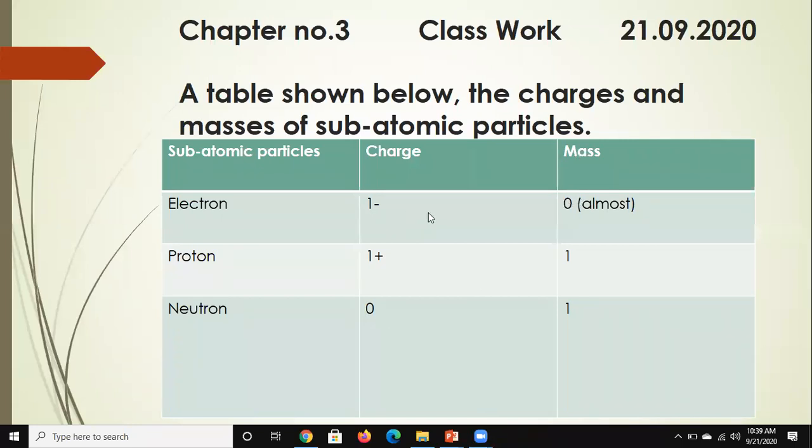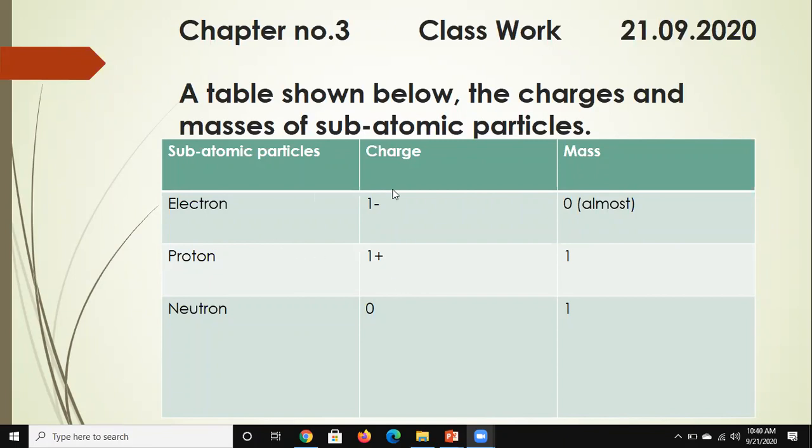Look at it: the proton has one. If the proton has one unit, then the neutron should be one, because proton and neutron have the same size in mass. But electron is zero, almost, you can say it's ignorable, but it exists, because as compared to the proton and neutron, the electron is very small in size. Okay, very small in size.